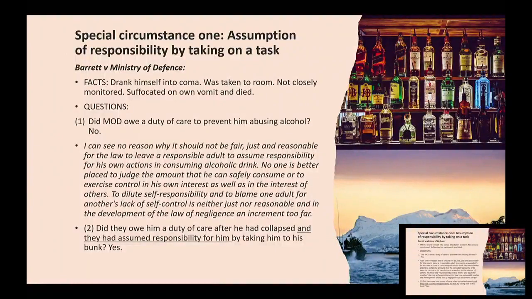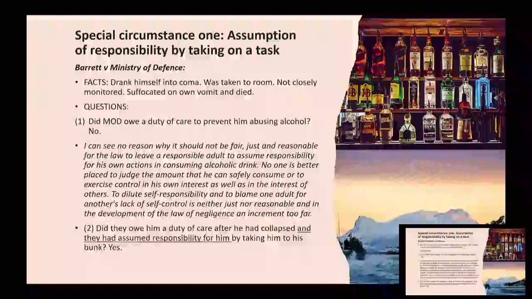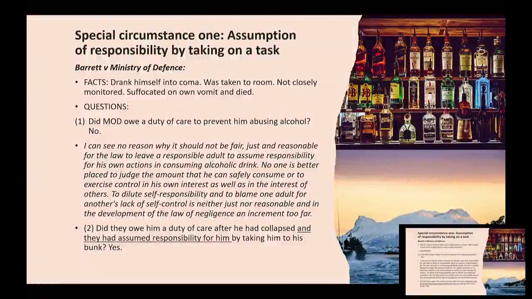Okay, so the court said, we are not going to recognise a duty of care on behalf of the Ministry of Defence to prevent Mr. Barrett becoming unconscious through alcohol abuse.